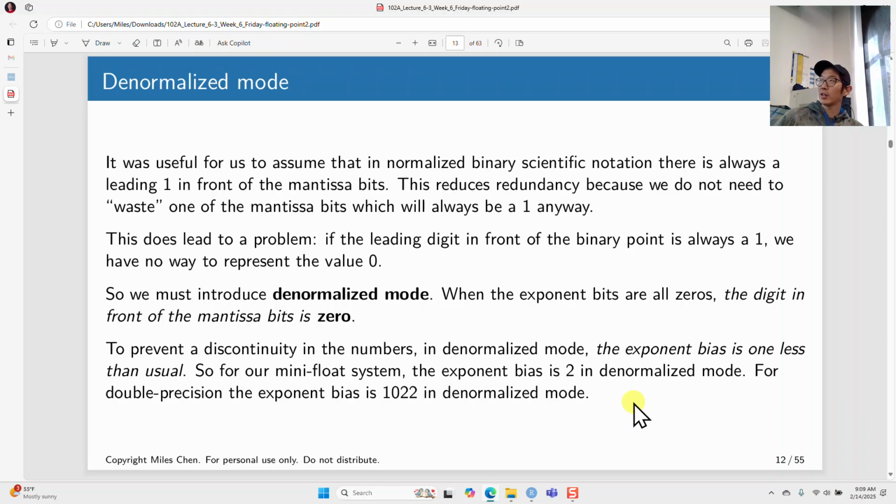And to prevent a jump in the numbers, the exponent bias is 1 less than usual. So our exponent bias is going to be just 2 in denormalized mode. For double precision the exponent bias will be 1022. When we're doing our mini floating point system, instead of 3, it's going to be a bias of just 2.